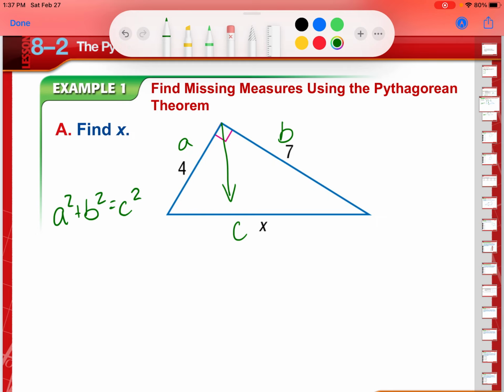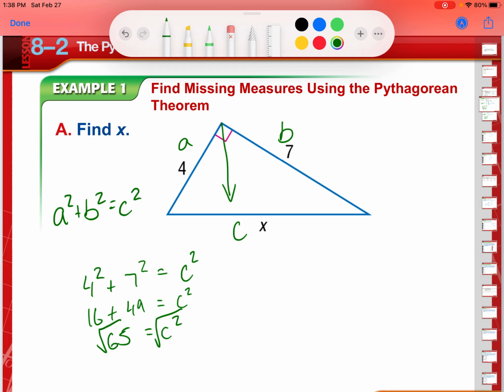Getting down to brass tacks now, we just do a little substitution, plug in our values, and solve. a is 4, so 4 squared, plus b is 7, so 7 squared, is going to equal our unknown, c squared. 4 squared is 16, 7 squared is 49, c squared is c squared. So 16 plus 49 is going to equal 65. 65 equals c squared. So now we need to take the square root of both sides.